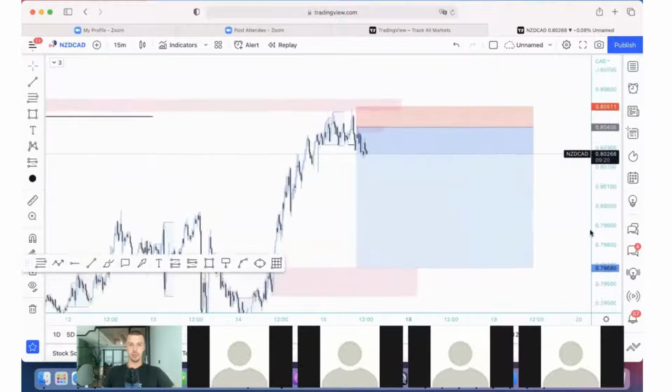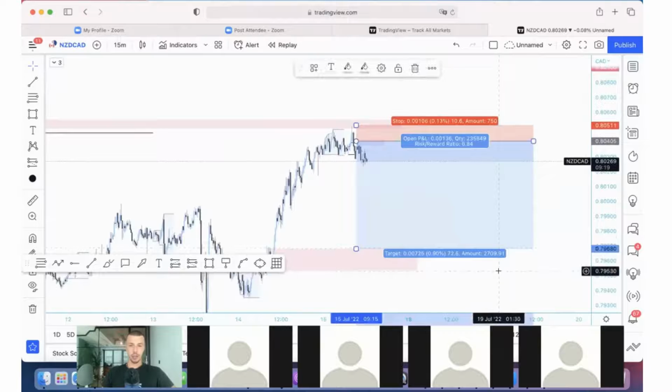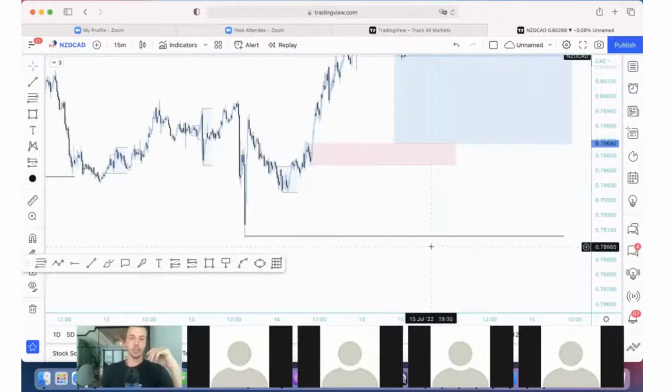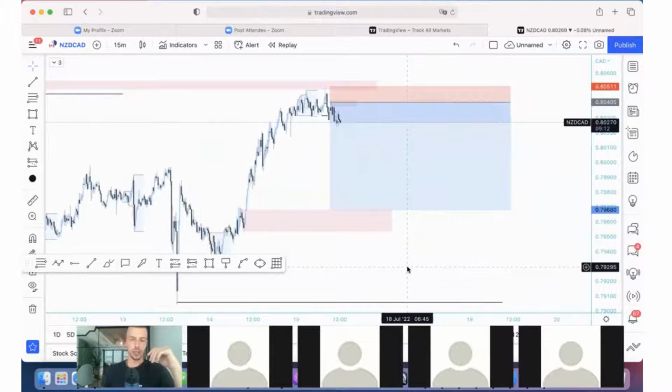That's what I'm doing. However, by the concepts of internal and external liquidity, we would target this low, but I'm not going to hold over the weekend. I'm not going to do that. So this is my trade.